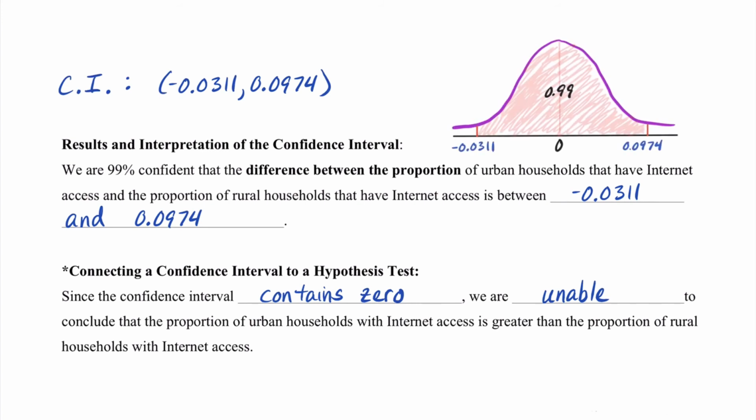Going a bit more visually, constructing our confidence interval, our lower bound is negative 0.0311. Our upper bound is positive 0.0974. And remember, since this is a 99% confidence interval, we are 99% confident that the true difference in the proportions is within our lower and upper bound. And that means, since 0 is in that interval, it's possible that the true difference is 0. And that means we're unable to conclude that the proportion of urban households with internet access is greater than the proportion of rural households with internet access.